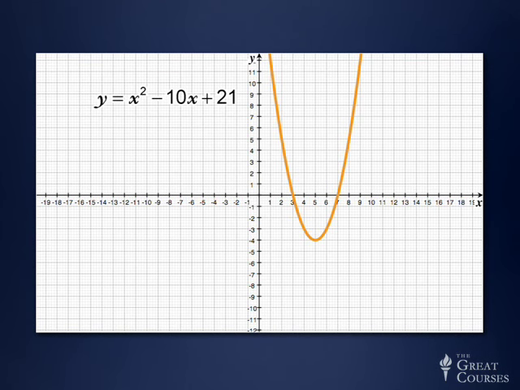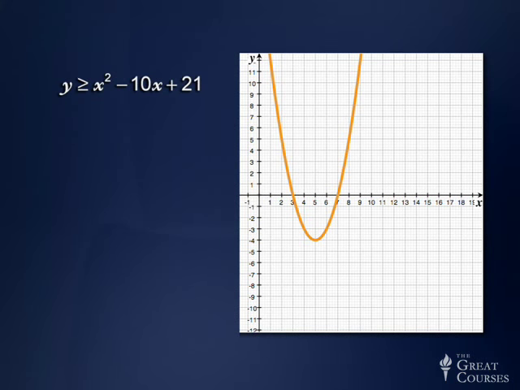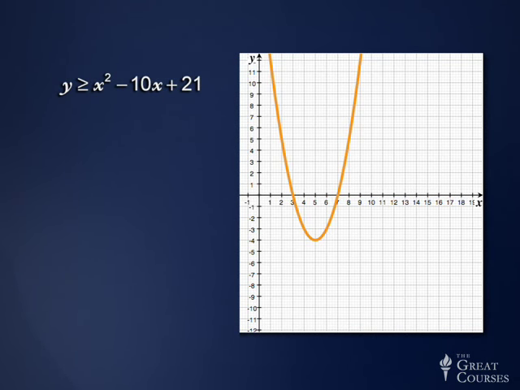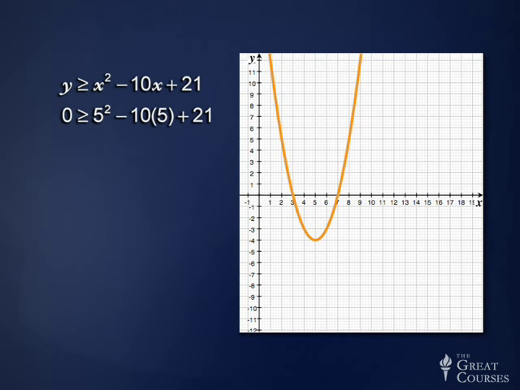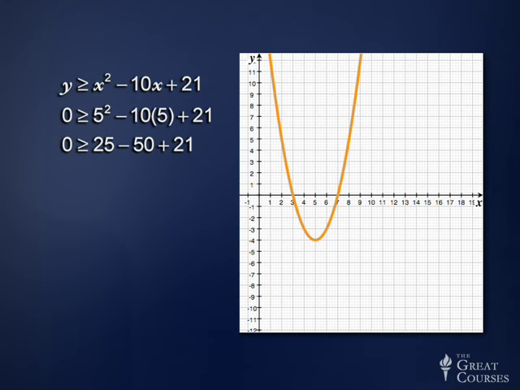Well, let's just check to see if (5, 0) makes the inequality true. I'm going to plug in x equals 5 and y equals 0 into the original equation. Well, not equation, inequality. I've got to be careful with that. So we had y is greater than or equal to x squared minus 10x plus 21. Putting 0 in for y and putting 5 in for x everywhere gives me 0 is greater than or equal to 5 squared minus 10 times 5 plus 21. And that's saying that 0 is greater than or equal to 25 minus 50 plus 21, or 0 is greater than or equal to negative 4.